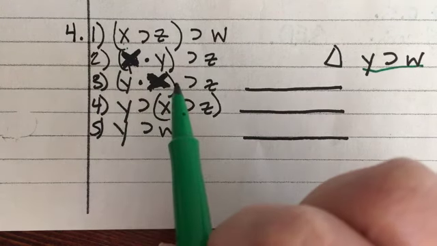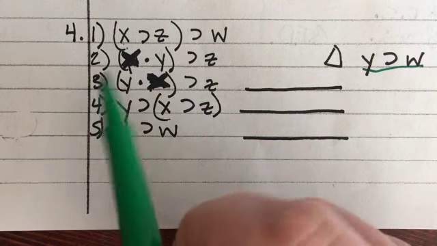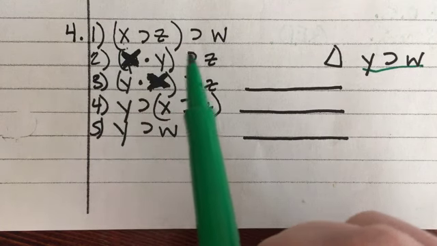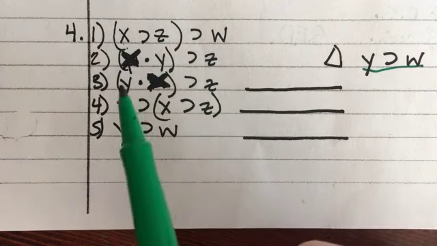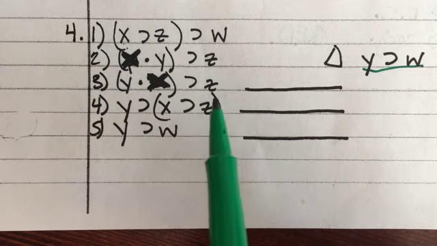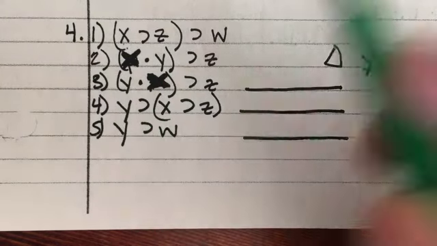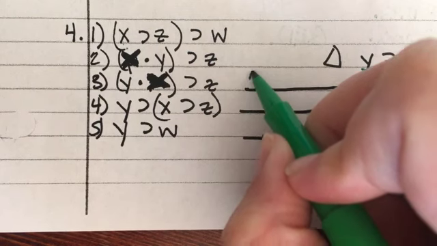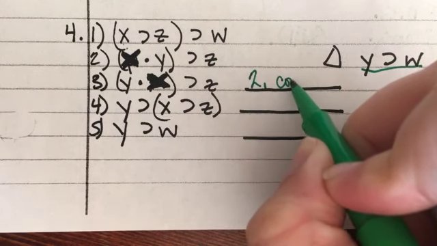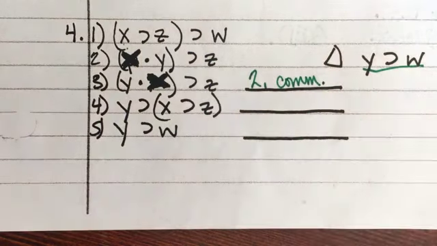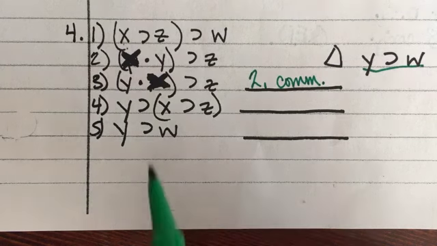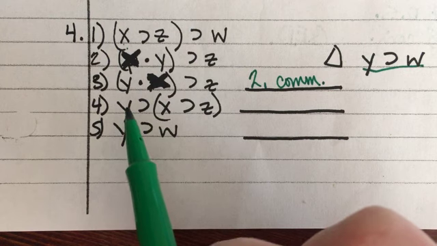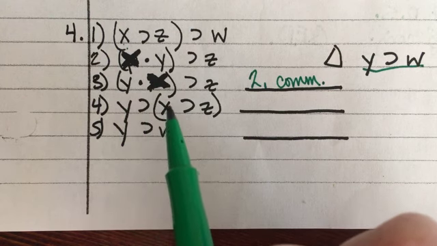So how am I getting line 3, excuse the poor handwriting, x and y, therefore z, y and x, therefore z. What do those things do? They just commute, right? So we're getting it through 2 commutation.